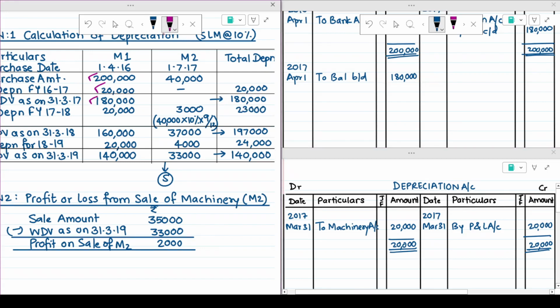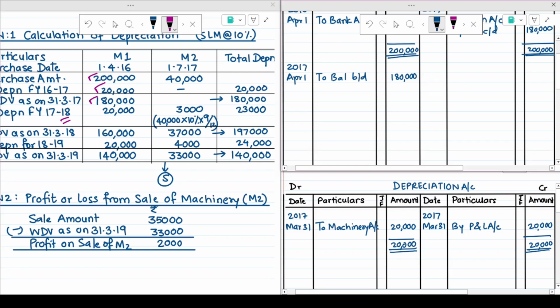So now in next financial year 17-18, we have purchased one machinery. We have to do the posting for 40,000 on 1st July 2017 to bank account. After that we'll pass a depreciation entry for the year, 20,000 plus 3,000. This is the 23,000 total amount.